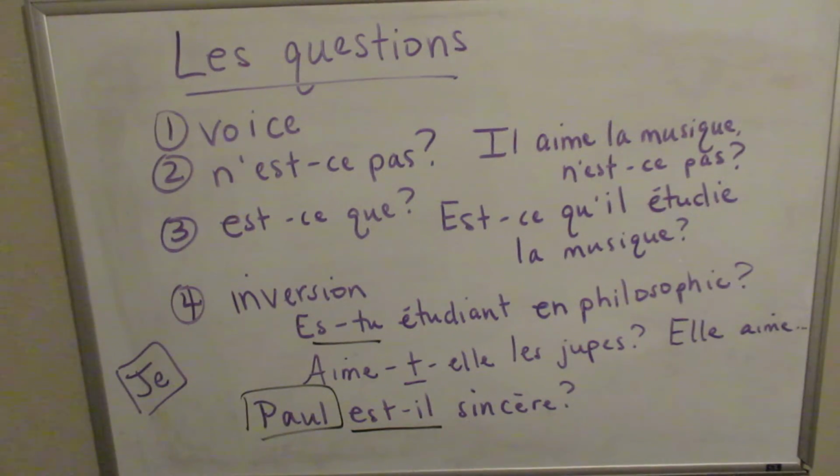We usually use est-ce que. So you can ask your question, but just use it with the est-ce que and then your je after that. So you're not going to invert your subject and your verb. I hope that helps and clears up any misunderstandings with these 4 different ways that you can ask questions in French.